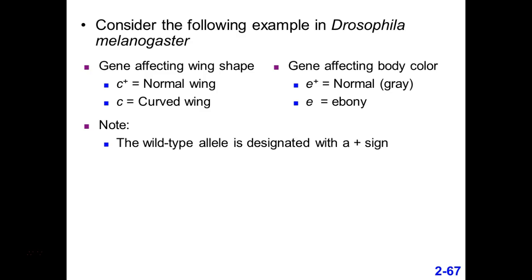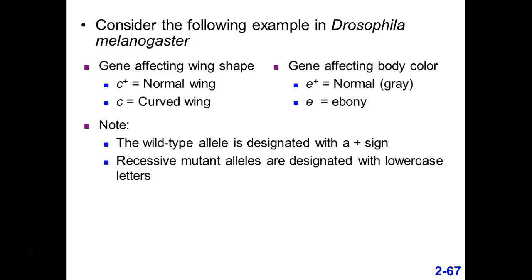The wild type allele is designated by the plus sign. That's the most common in nature, what they mean by wild type. And it makes sense that it's the dominant one, right? Recessive is a mutation that happened, so it's denoted by the lowercase letters.